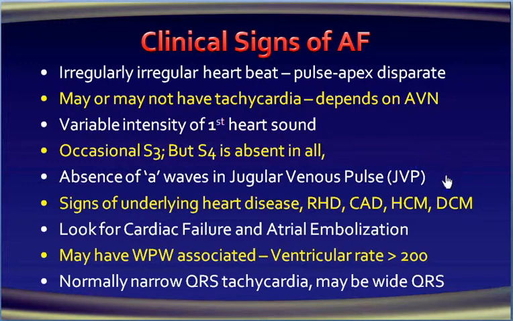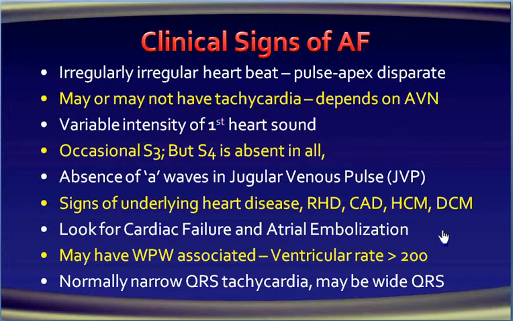The A waves are again atrial waves. So, because the atrial contraction is not taking place, the JVP A waves are absent. We have to look for signs of underlying heart disease like rheumatic heart disease, coronary artery disease, hypertrophic cardiomyopathy, dilated cardiomyopathy, the HCM and DCM, and look for cardiac failure and atrial embolization into systemic and pulmonary circuits.